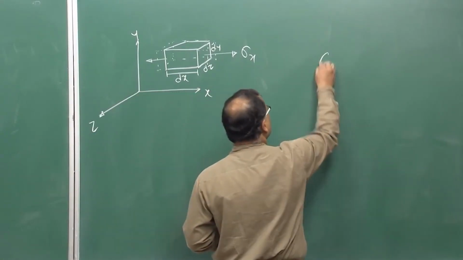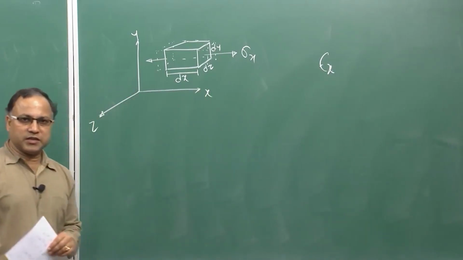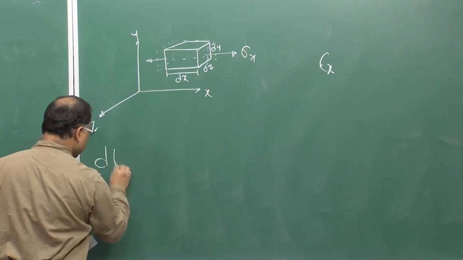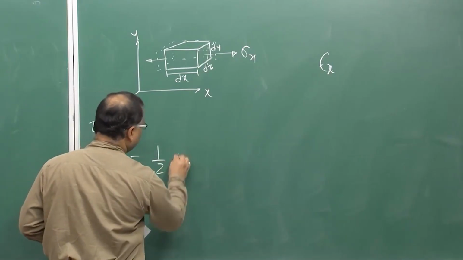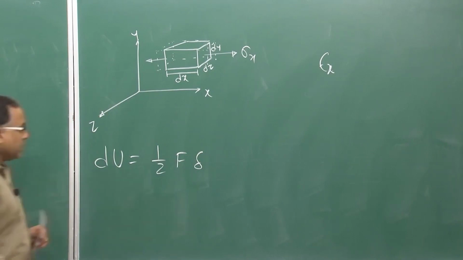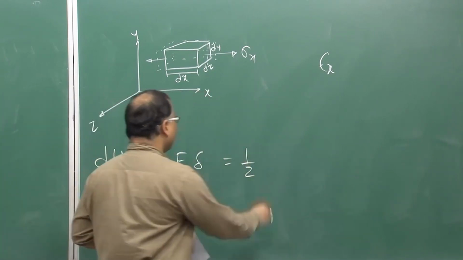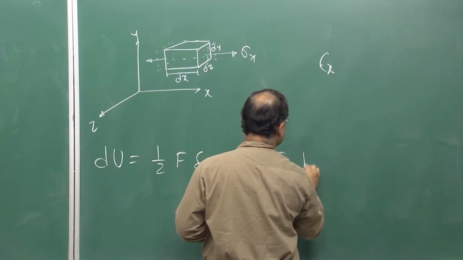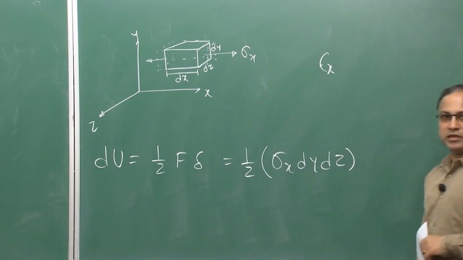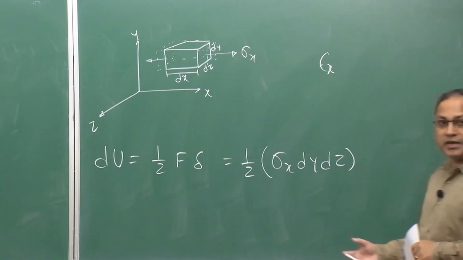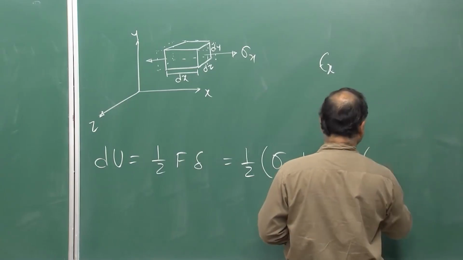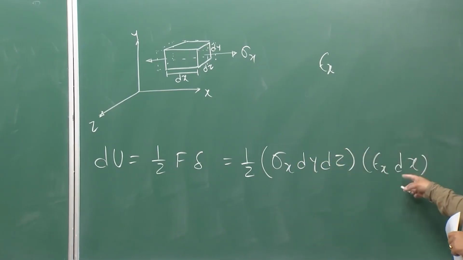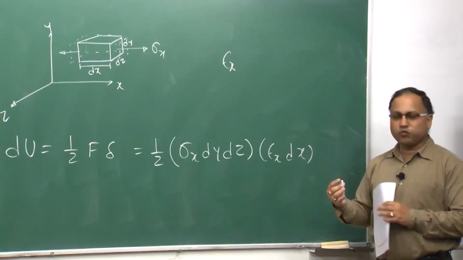If I say the strain in x direction, say epsilon x, then for this infinitesimally small element, the strain energy can be written as half F delta. Now, what is the force? The force in the x direction is sigma x into dy dz. And what is the elongation, the deformation delta? The delta is nothing but epsilon x dx, agreed. Epsilon x is your strain and dx is the original length before deformation, before application of sigma x.